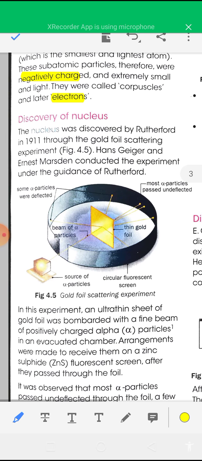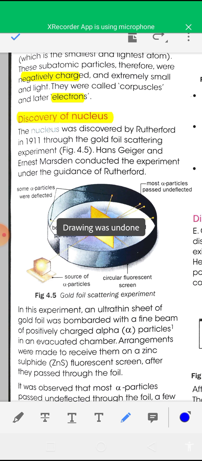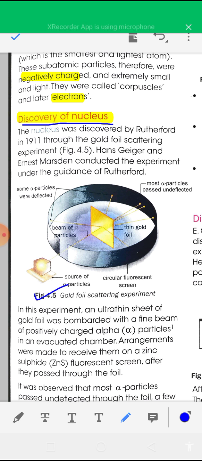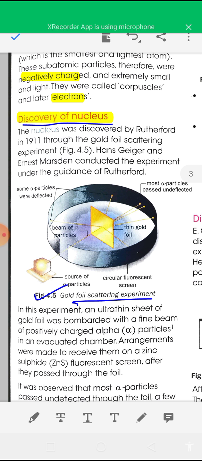Next, discovery of the nucleus of an atom. The name of the experiment is the gold foil scattering experiment, Rutherford's gold foil alpha particle scattering experiment. The nucleus was discovered by Rutherford. Who discovered the nucleus? The answer is Rutherford in 1911 through the gold foil. The name of the experiment is the gold foil scattering experiment.